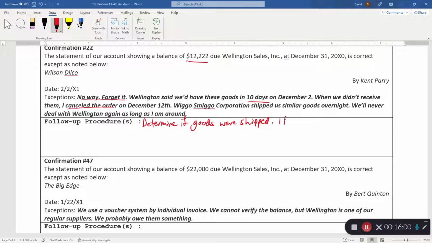So if so, were they returned? Maybe they returned them at some point. For example, if they did ship them, then okay, they do get to recognize revenue, at least initially, and then look to see were they returned, right? It doesn't mention anything like that in the response, but it's possible they returned them. And then the other thing we're going to follow up on is return policy.